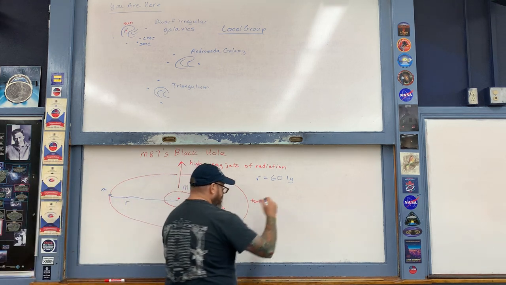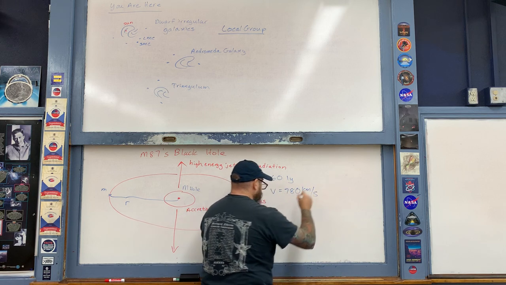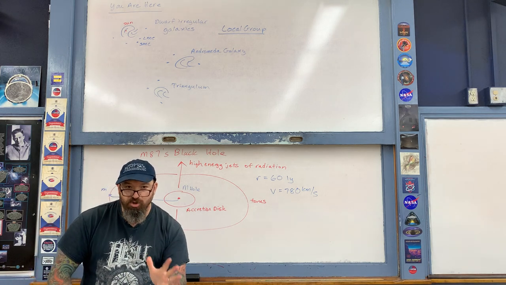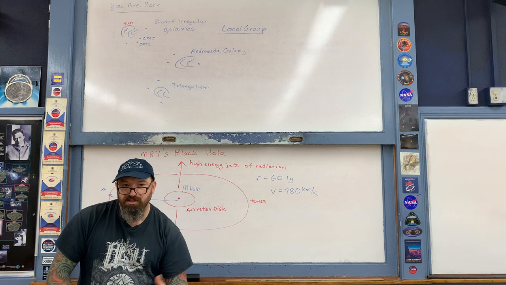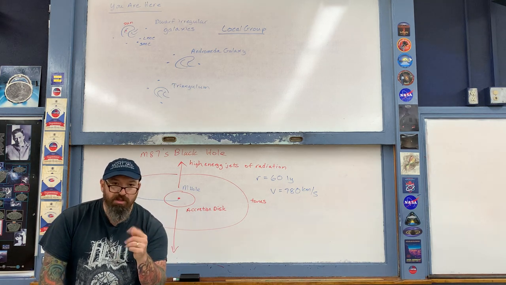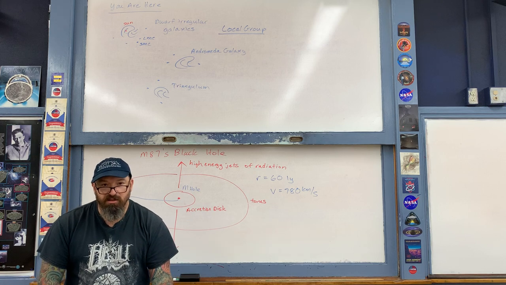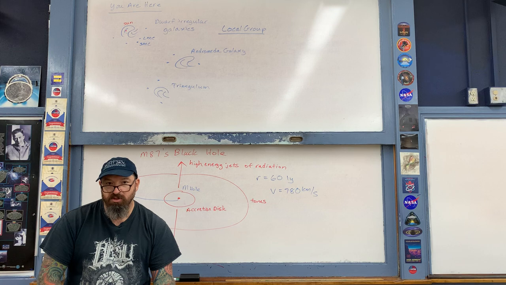It's measured in this manner. It's equal to 780 kilometers per second. Once again, let me give you an idea as to exactly how much gravity is present here. For example, as the Earth orbits the Sun, it does so in 1 year, and our orbital speed relative to the Sun is 30 kilometers per second. Our distance from the Sun is one astronomical unit.